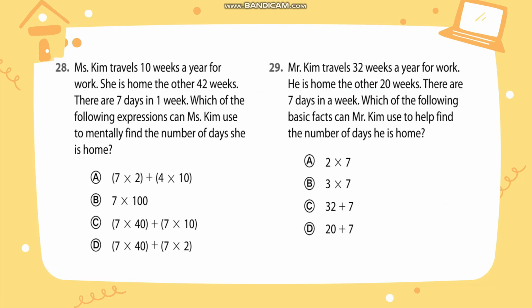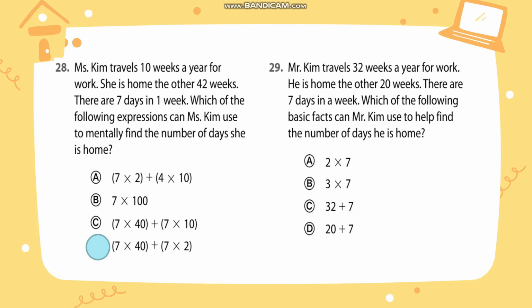Number 28. Miss Kim travels 10 weeks a year for work. She is home the other 42 weeks. There are 7 days in a week. Which of the following expressions can Miss Kim use to mentally find the number of days she is home? So the correct answer is letter D, because we just simply multiply 7 multiplied by 40 plus 7 multiplied by 2.